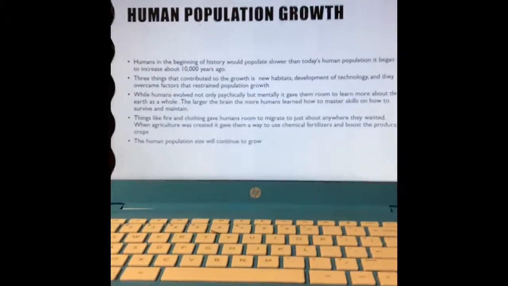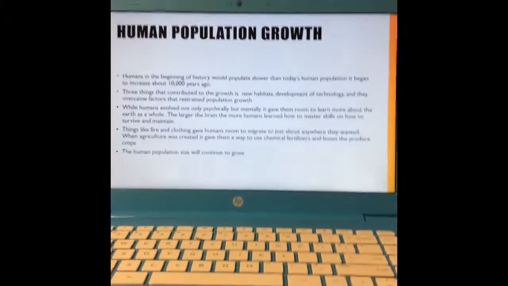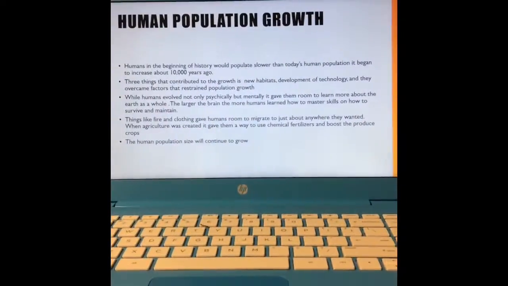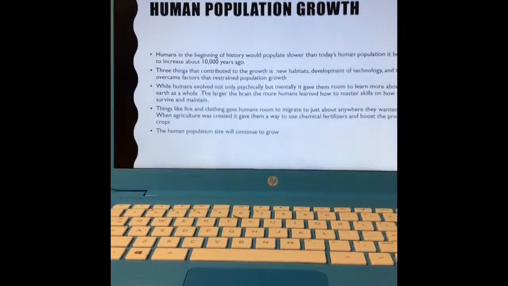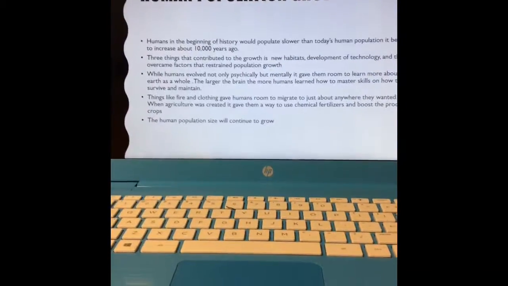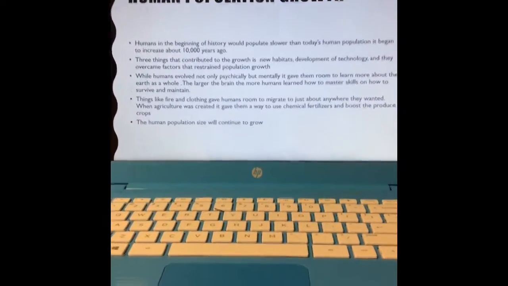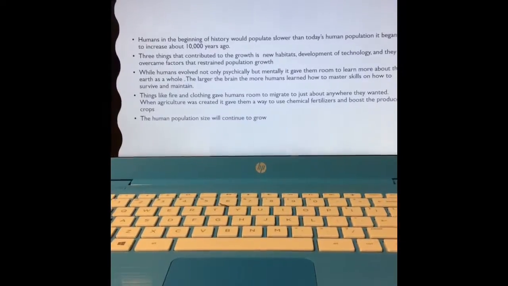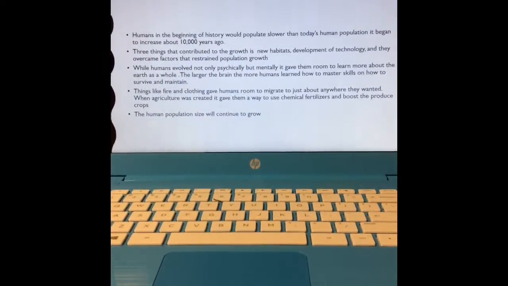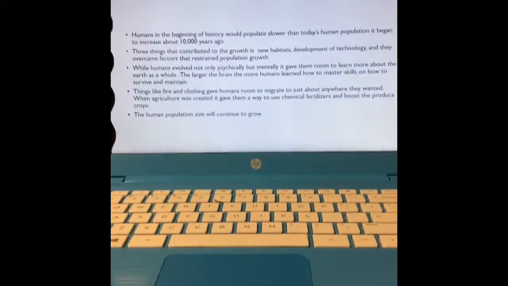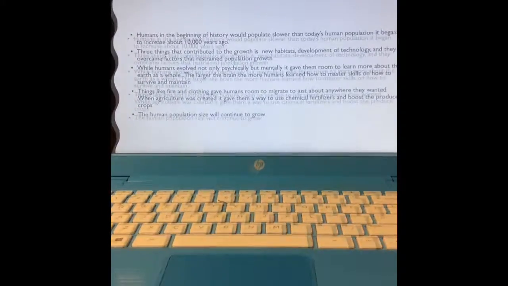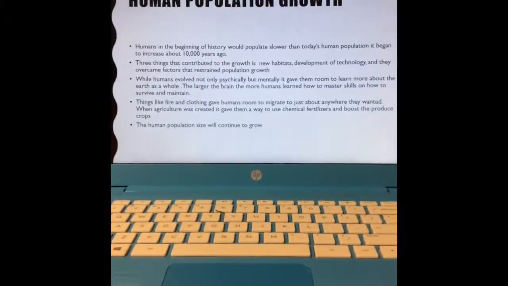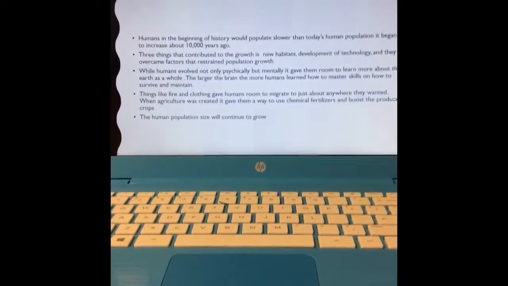Human population growth. Humans in the beginning did not reproduce as rapidly as they do now. It didn't increase until about 10,000 years ago. But as humans, we are constantly evolving. Things that contribute to the growth of humans are new habitats, development, and technology, and they overcame factors that restrain population growth.